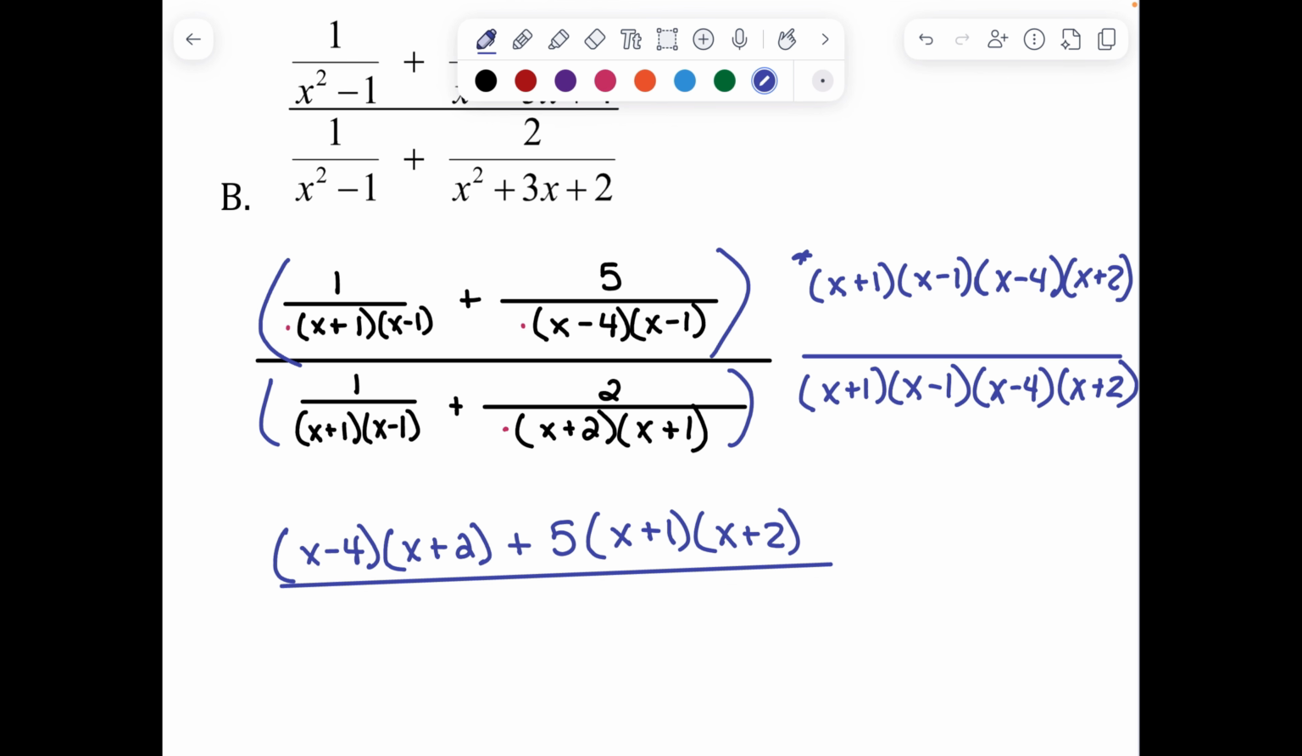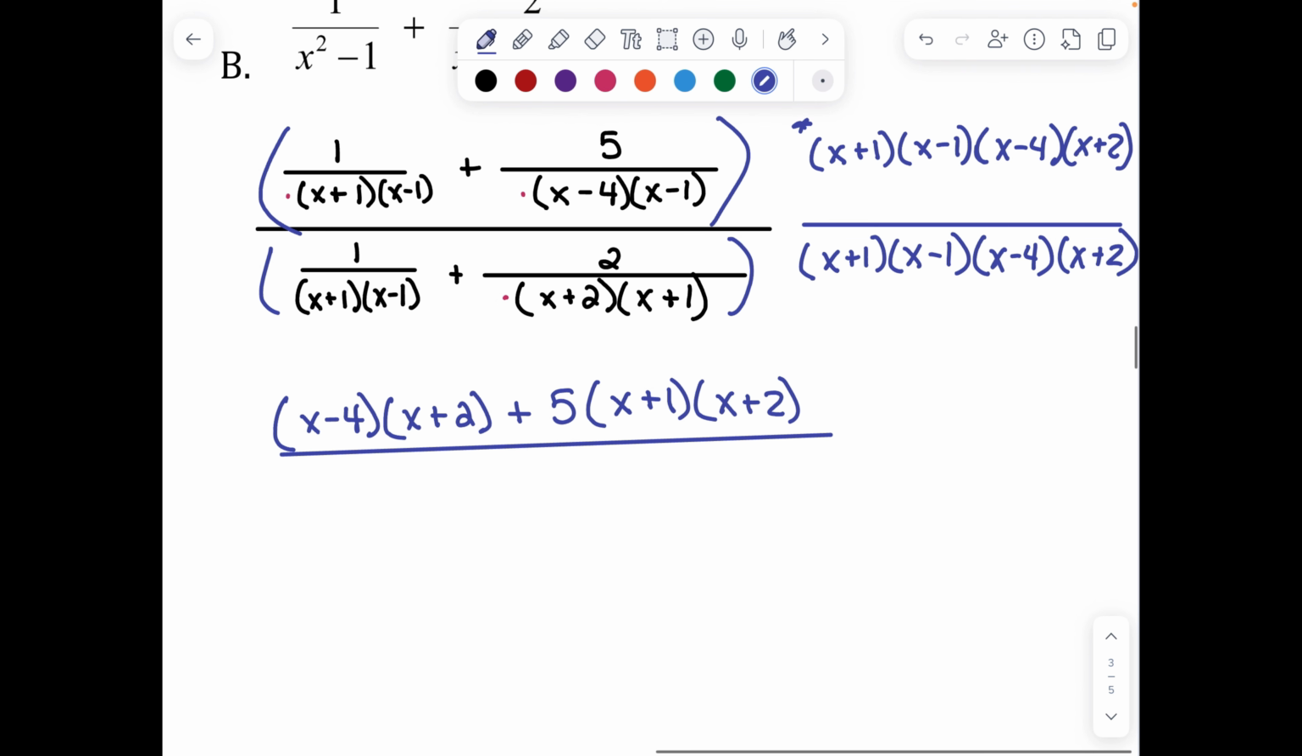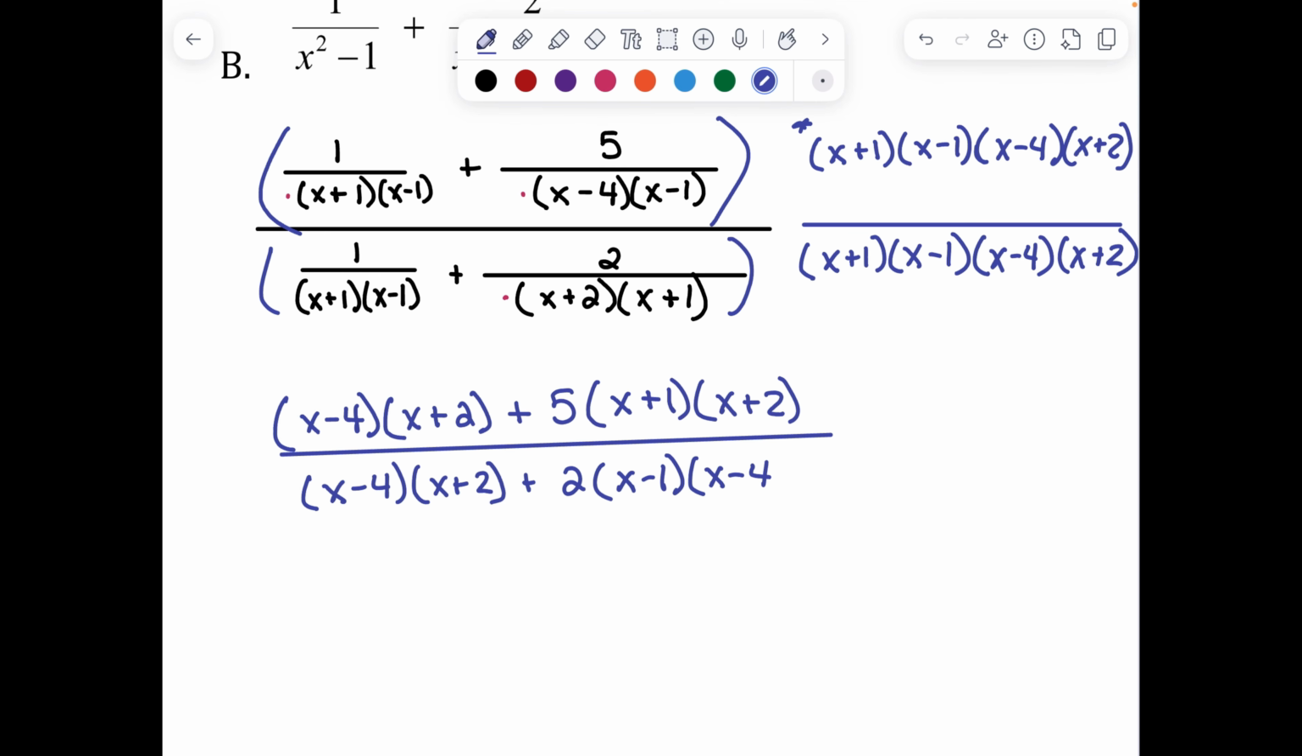over, I'm going to do the same thing with my denominator. 1 over x plus 1 times that LCD will just leave me with x minus 4 times x plus 2 plus 2 times x plus 2, x plus 1 will end up eliminating. So I'm left with x minus 1 times x minus 4. So reminder, you cannot simplify when you have addition. So we have x minus 1, x plus 4 here, and x minus 1, x plus 4 here, but they are being added to something else, so we cannot simplify them. So super important that we remember that.